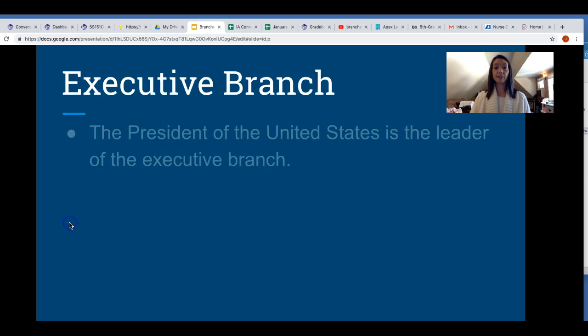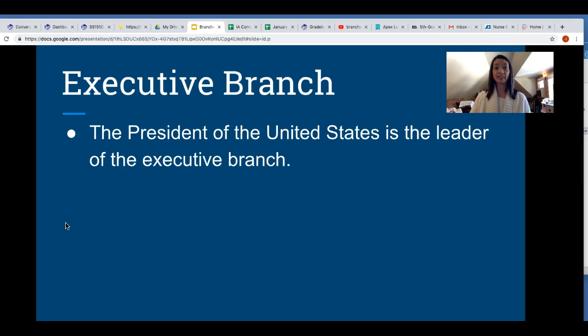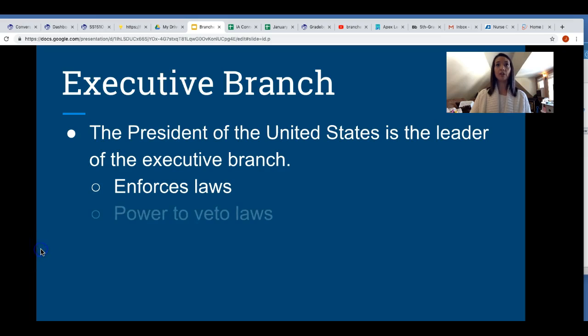All right, so here is the information on the executive branch. Who guessed it? The President of the United States is the leader of the executive branch. Okay, so some information about what the president can do. The president can enforce a law. So the president doesn't write the laws. He makes sure, or she, maybe one day we'll have a she president, that the laws are followed, and the president has the power to enforce the laws, okay?